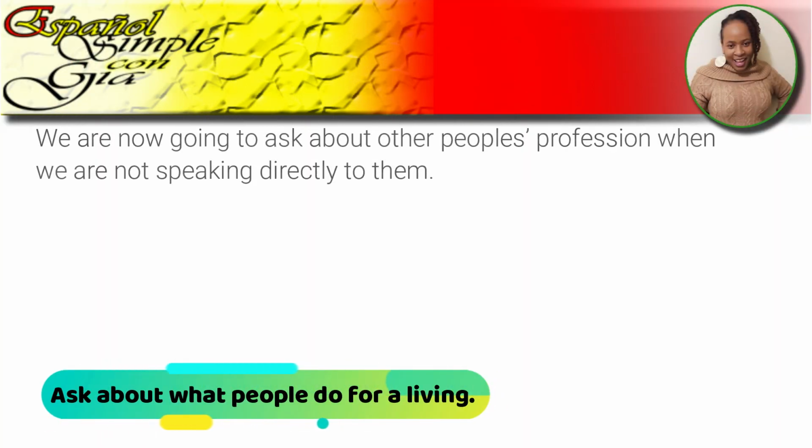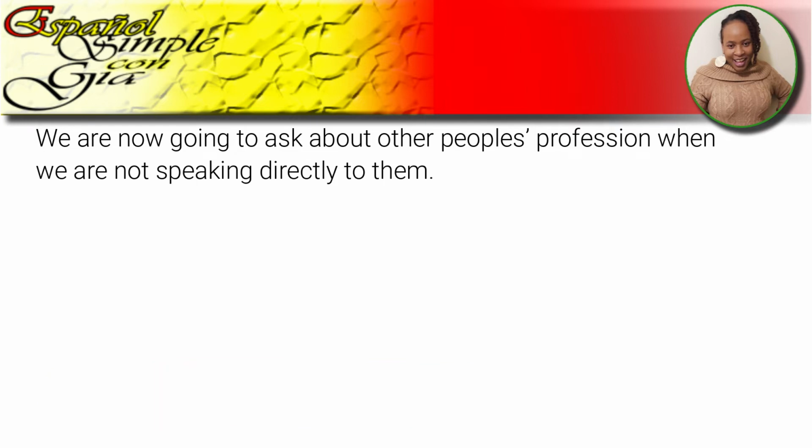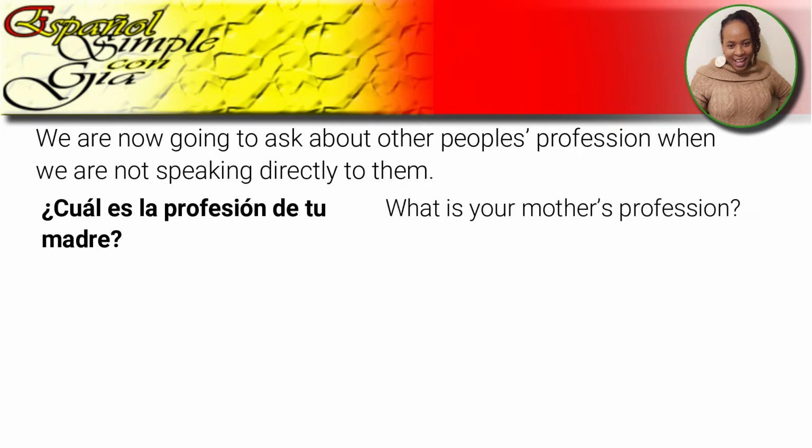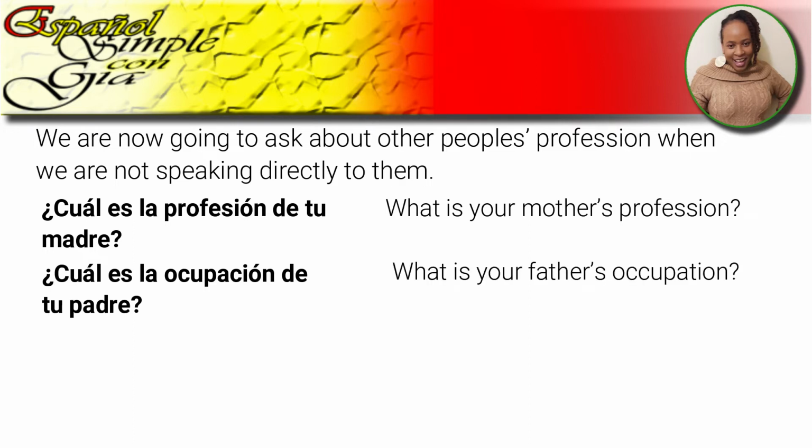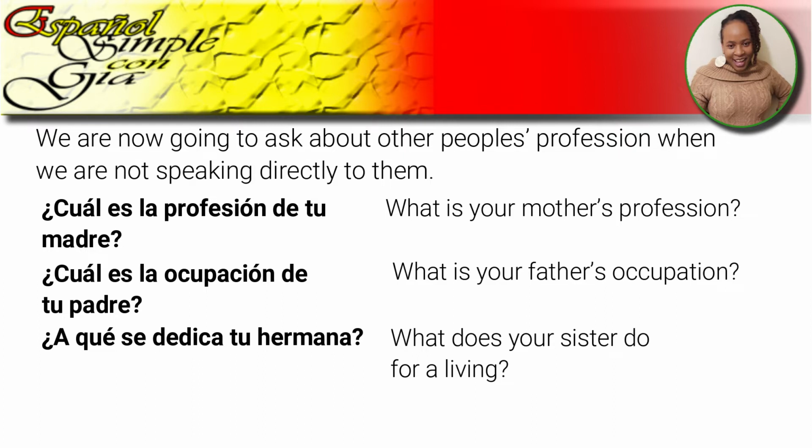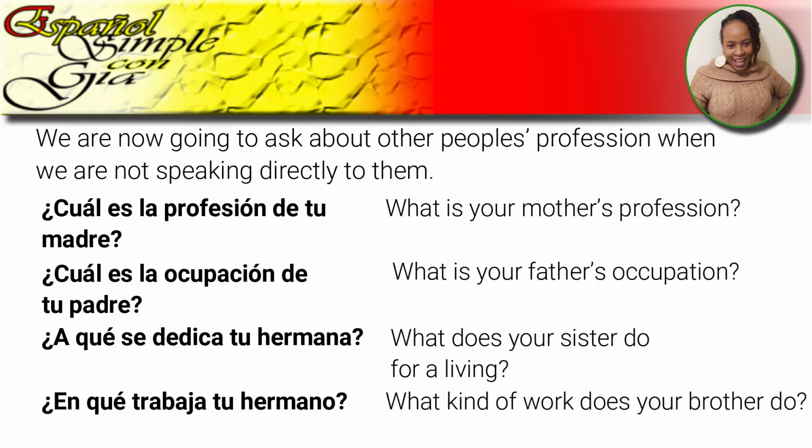Let's continue. We are now going to ask about other people's profession when we are not speaking directly to them. We will be incorporating vocabulary that you learned from the lesson on family. Here are some examples. ¿Cuál es la profesión de tu madre? What is your mother's profession? ¿Cuál es la ocupación de tu padre? What is your father's occupation? ¿A qué se dedica tu hermana? What does your sister do for a living? ¿En qué trabaja tu hermano? What kind of work does your brother do?